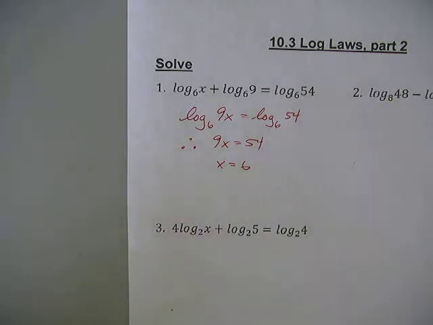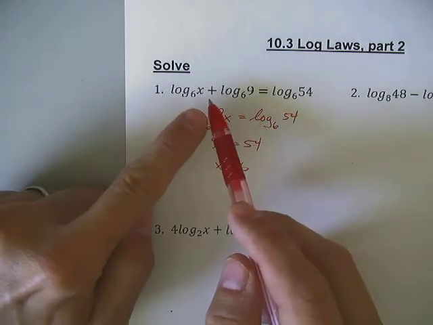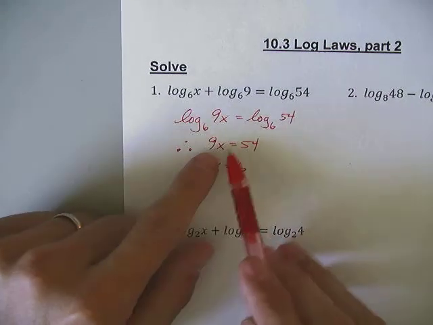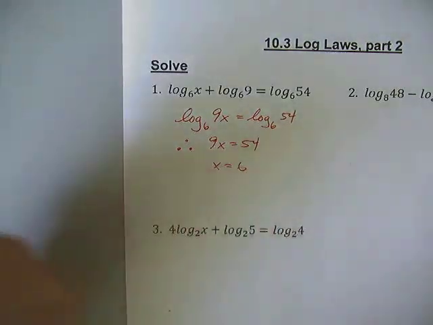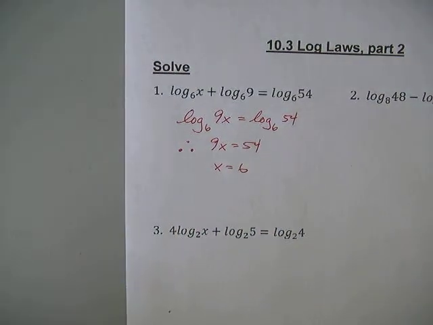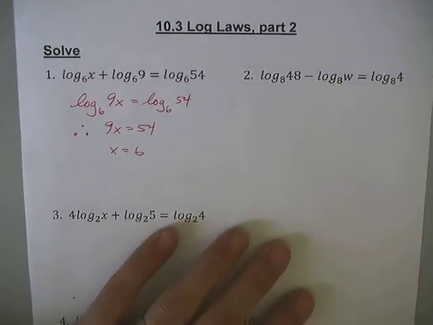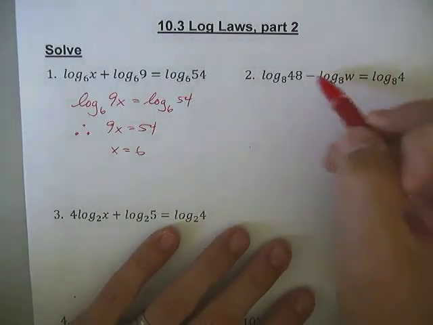Not super tough, but that's using our product property to put them together, get log equals log, essentially drop the log off, and just set these two equal to each other and solve. Okay, let's see if we can do that again. See if we can take that same basic idea and apply it to number 2.